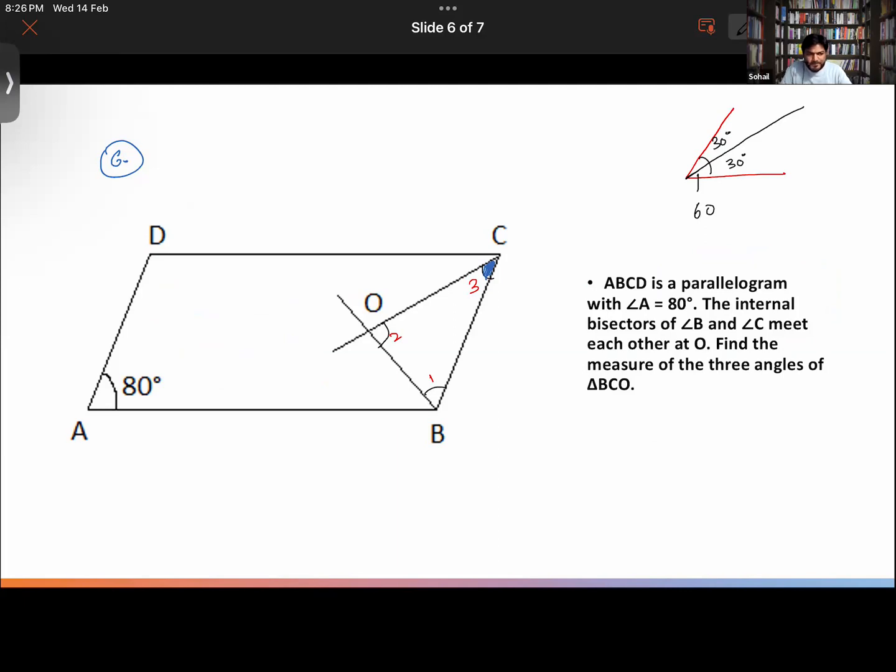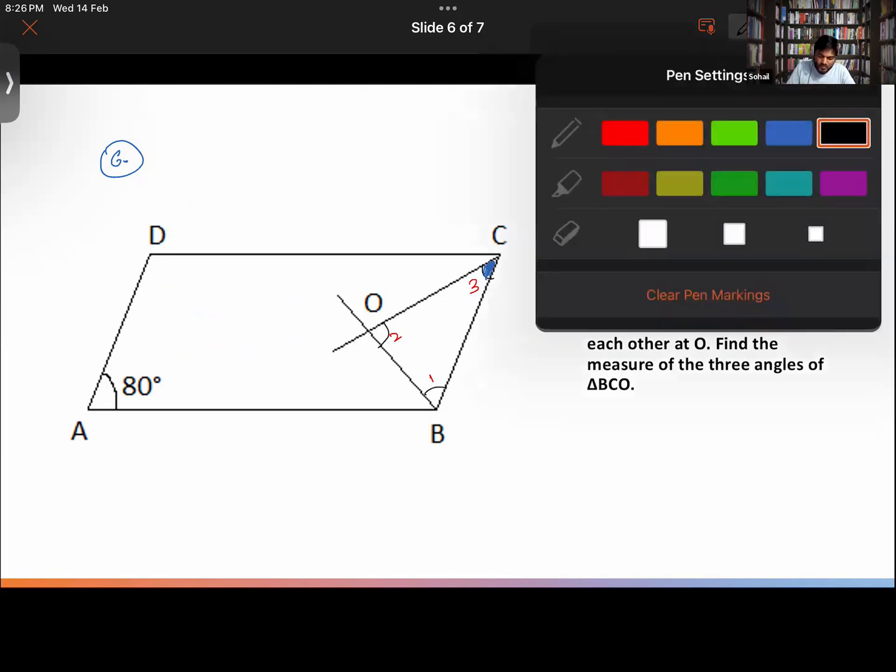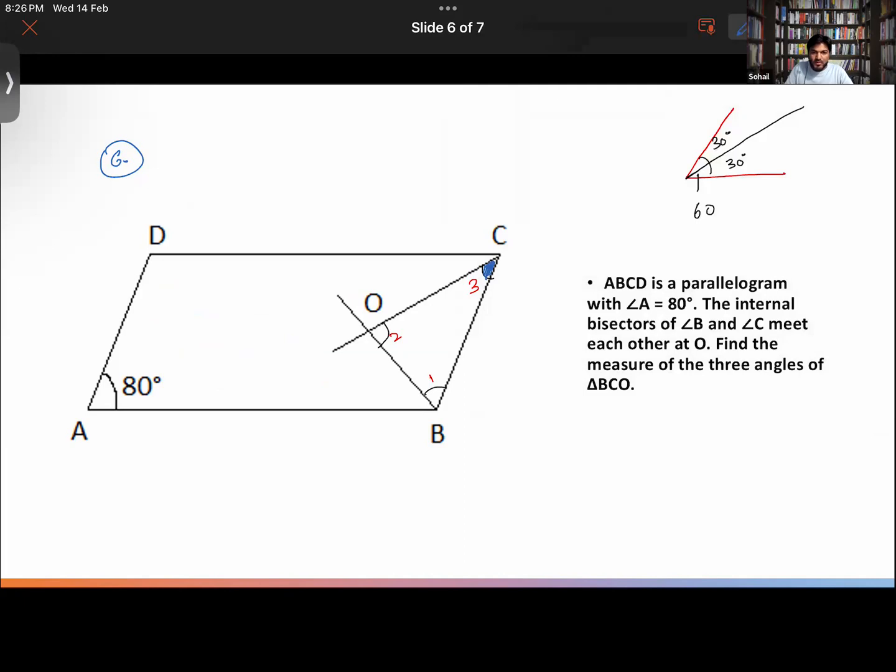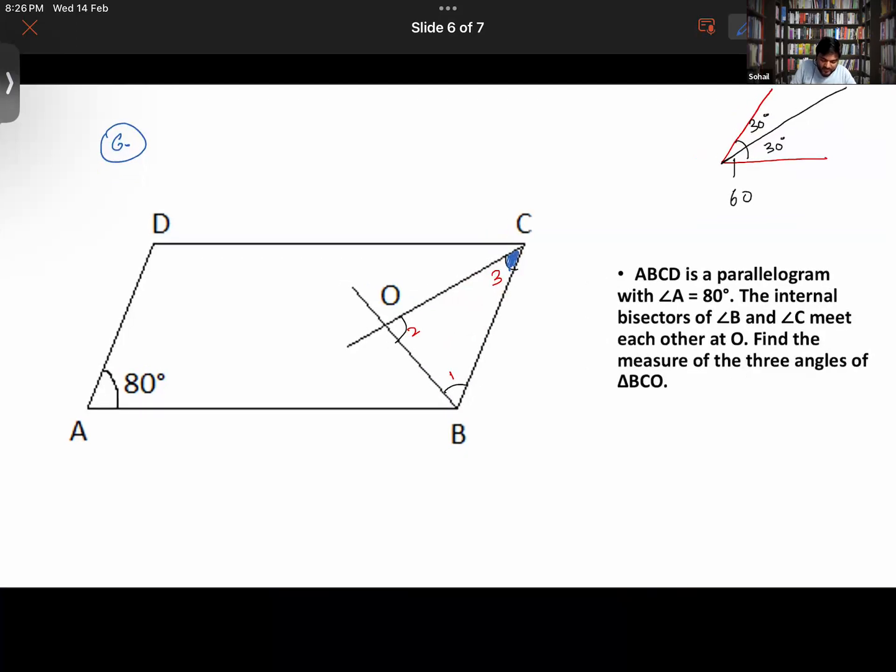Sir, I got 40 degrees, 50 degrees, and 90 degrees. Okay, for angle 3, what answer are you getting? Sir, for angle 3, I got 90 degrees. No, this angle 3, this one, angle BCO. How come it be 90 degrees? Understood? Sir, let me check again. Okay. First of all, looking at the angle, sir, I got 40 degrees.